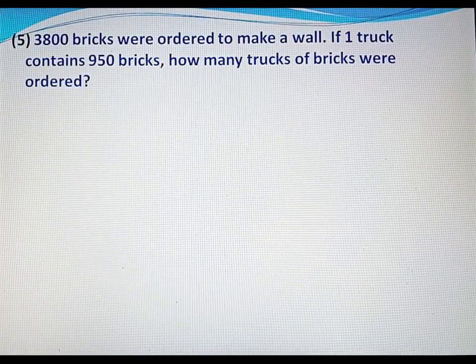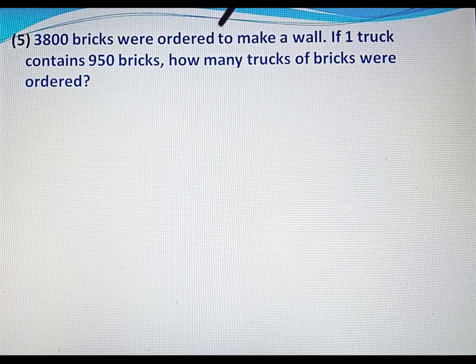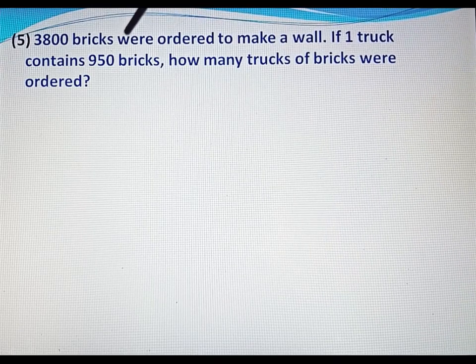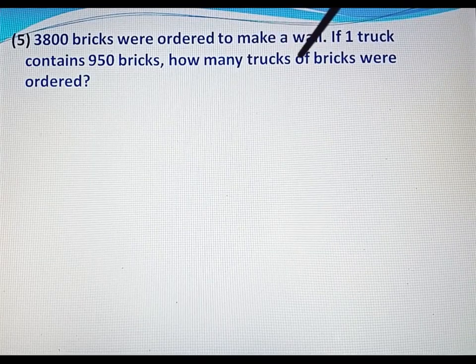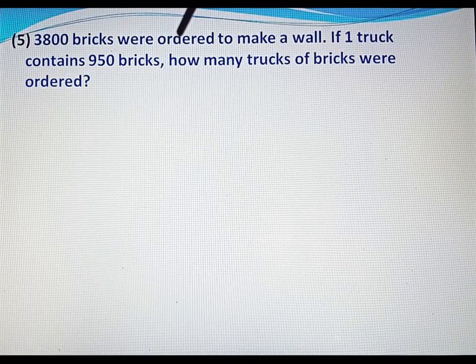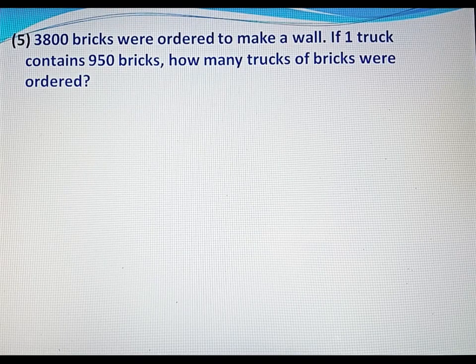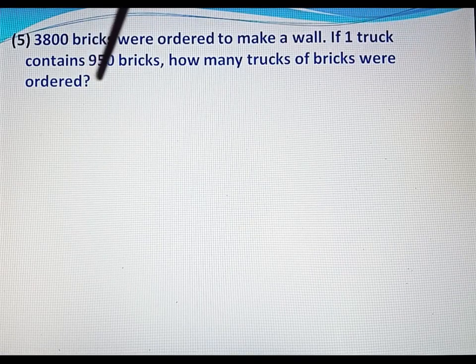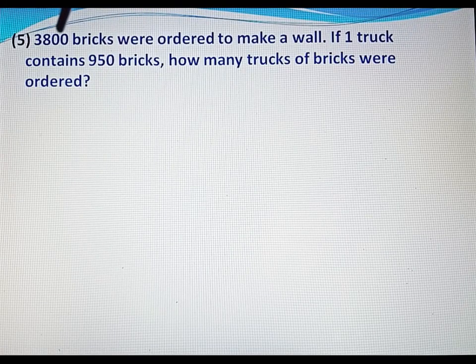Question number 5. 3800 bricks were ordered to make a wall. If one truck contains 950 bricks, how many trucks of bricks were ordered? Look, 3800 bricks were ordered to make a wall. If one truck contains 950 bricks, then how many trucks of bricks were ordered? And how many bricks were ordered? 3800. So we have ordered 3800 bricks, so how many trucks will there be? You have to calculate that.